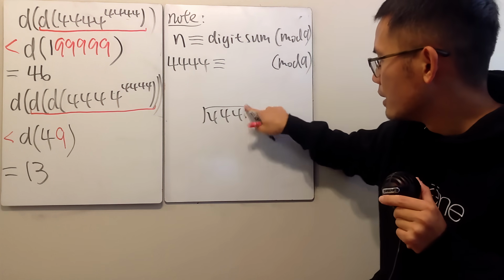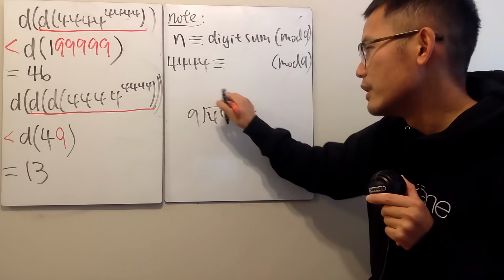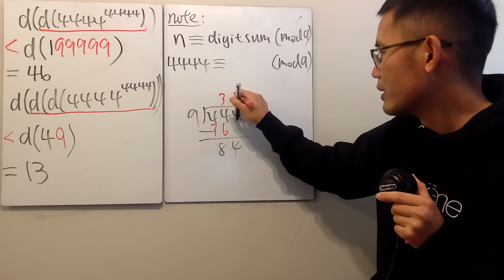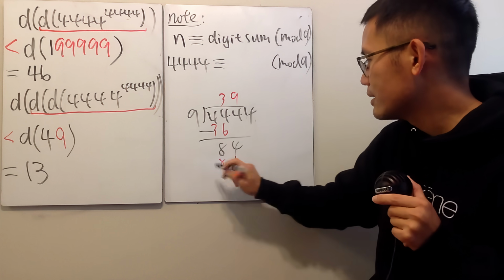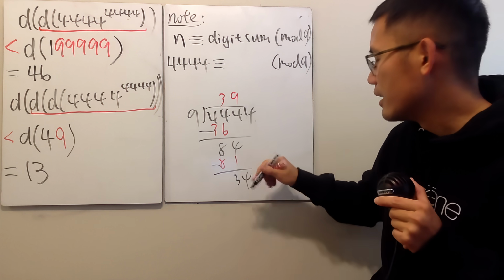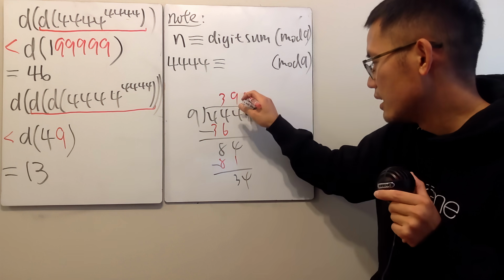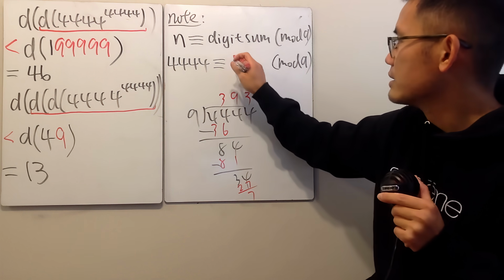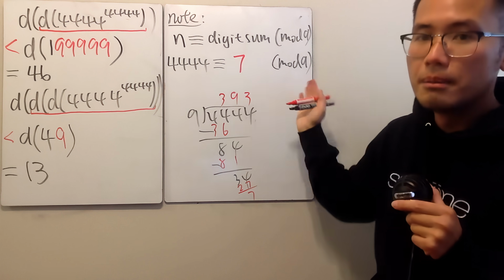4444 divided by 9, which is 493 with some remainder. Of course, you don't have to do this. You don't have to show work on the test. 81, and then 34, and then 3 times 9 is 27, which leaves 7. Yes, right? So this is congruent to 7 mod 9.